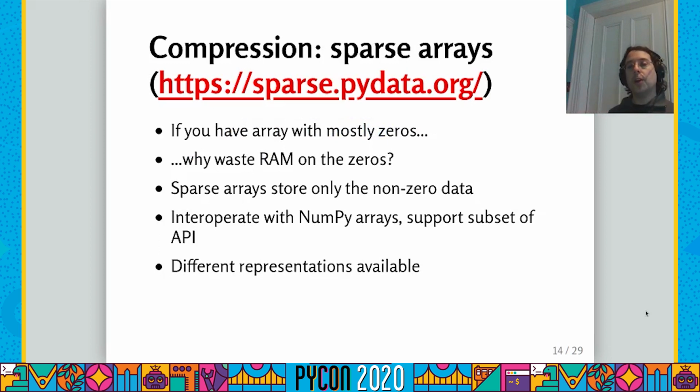Another approach to compression, which only works, again, on certain kinds of data, is sparse arrays. So imagine you have an array that's mostly zeros. If most of your data is zeros, storing all those zeros in memory is sort of a waste of time. You can just store those values that aren't zero and say, if we don't have that information about this, just assume it's 0.